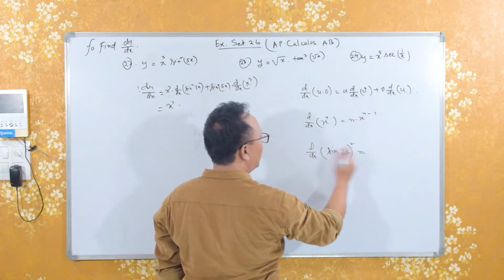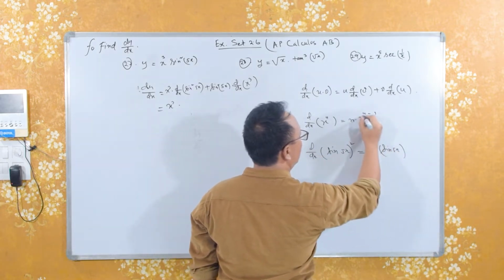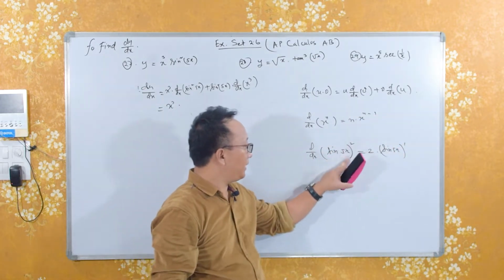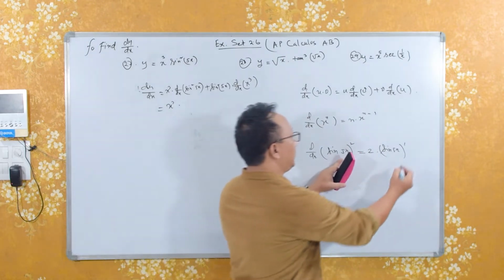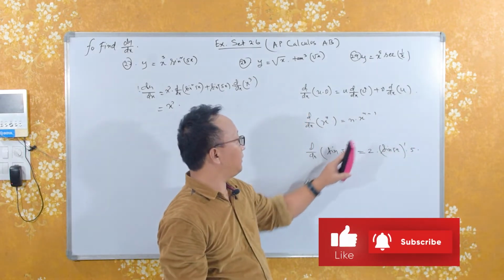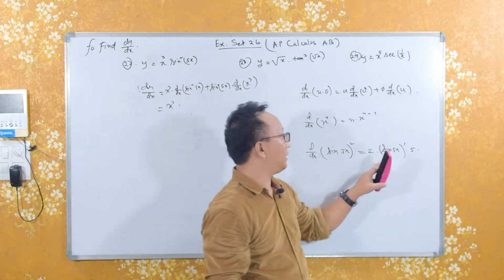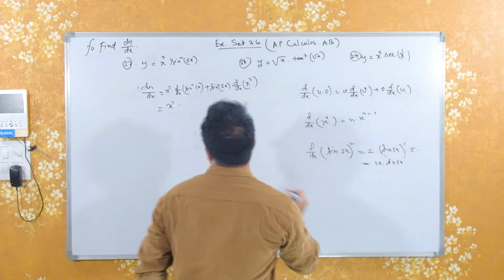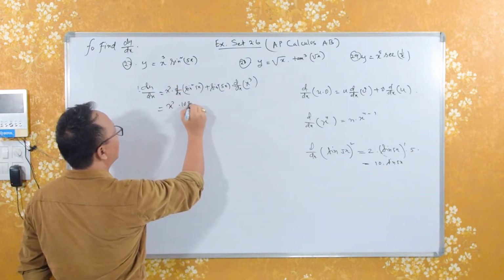Apply this formula: 2 will come outside, sine of 5x raised to, here n is 2, 2 minus 1 is 1. Again, 5x we have to differentiate with respect to x by the chain rule. The differentiation of 5x is 5. Therefore, the derivative of sine square 5x is 2 sine 5x into 5. Here 2 into 5 is 10, so I can write 10 into sine of 5x.